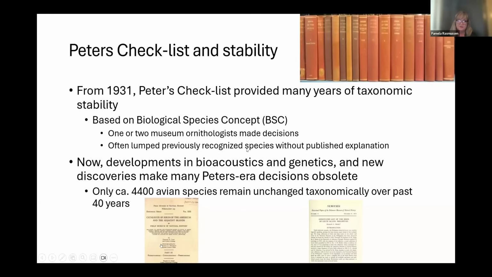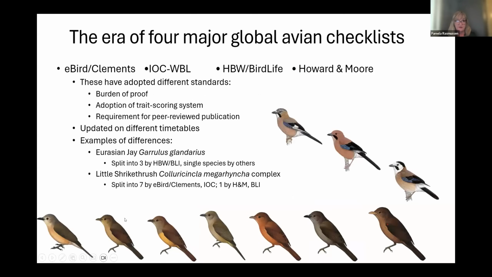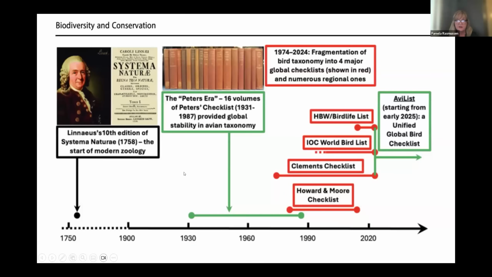Well, we now have these tools, bioacoustics and genetics, on a huge scale now. And we now know that many of these decisions are obsolete. In fact, according to a calculation by Denis Lepage, only about 4,400 avian species have not changed taxonomically over the past 40 years. So then let me go to this slide. I'll come back to that one.